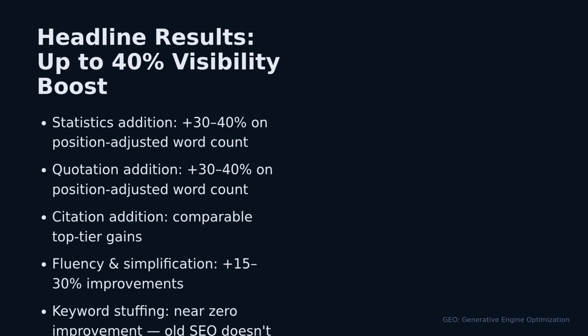The results are striking. The three best performing methods, adding statistics, adding quotations, and adding citations, each boosted visibility by 30 to 40% on the position-adjusted word count metric and 15 to 30% on the subjective impression metric. Fluency and simplification improvements also delivered meaningful gains of 15 to 30%. Meanwhile, keyword stuffing, the bread and butter of traditional SEO, provided little to no improvement at all.